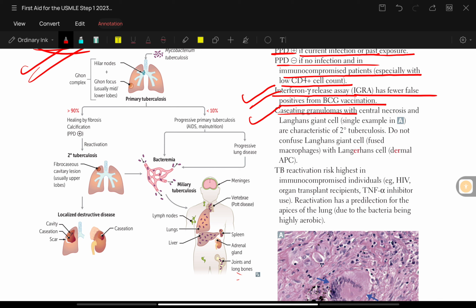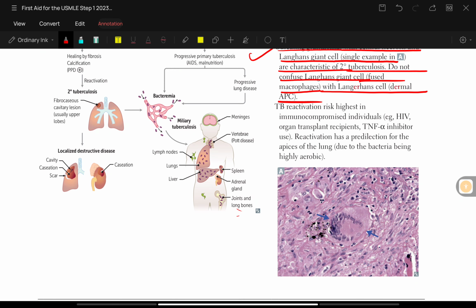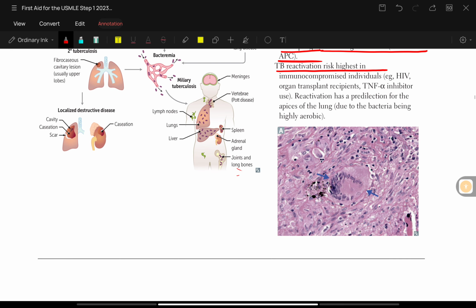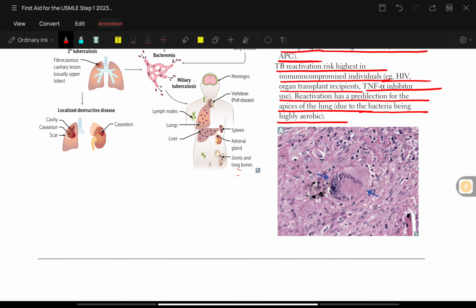Now caseating granuloma with central necrosis and Langhans giant cells are characteristics of secondary tuberculosis. Do not confuse Langhans giant cells, fused macrophages, with Langerhans cells, the dermal APCs, the antigen presenting cells. Here TB reactivation risk is highest in immunocompromised individuals. Examples: HIV, organ transplant recipients, TNF alpha inhibitor use. Reactivation has a predilection for the apices of the lung due to bacteria being highly aerobic.